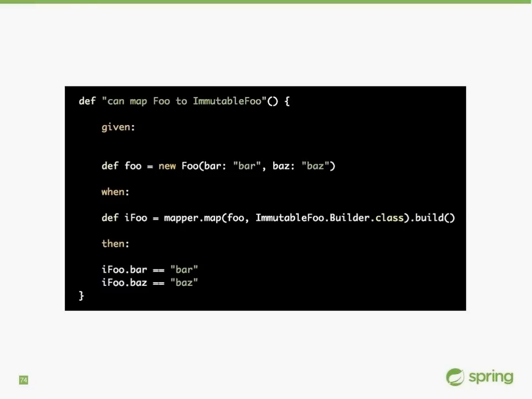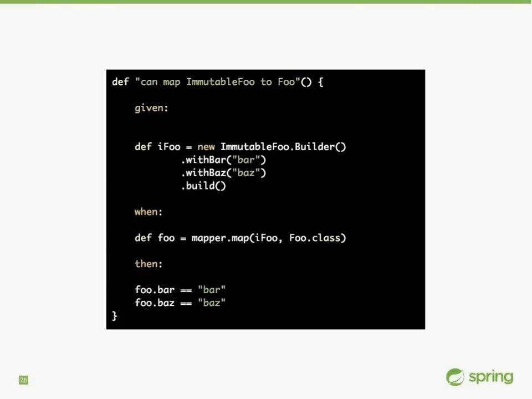And so this proves to us that we can map a foo to an immutable foo, but our map also allows us to go the opposite direction. And so again, we have the mapper auto-wired into the class. We instantiate an ifoo, an immutable foo, with its builder, so with bar, bar, with baz, baz, call build on that. That gives us an immutable foo. We pass that immutable foo into the mapper and foo.class, and we're going to get back an example of a foo.